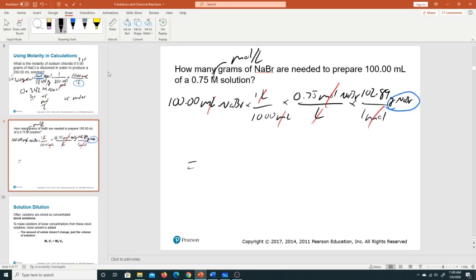Check sig figs. We have 100.00 and 0.75. 0.75 has 2 sig figs, so our answer is going to get 2 sig figs when we're done. 100 divided by 1,000 times 0.75 times 102.89 equals, and you get 7.7 grams NaBr. And that's how we solve that one. So this is how I do the problems.